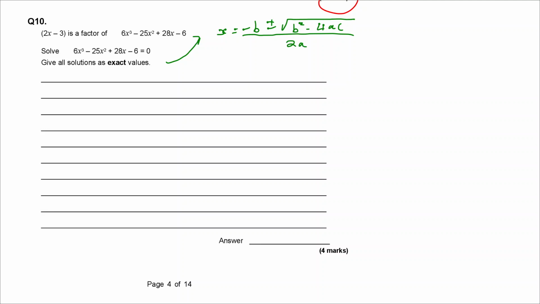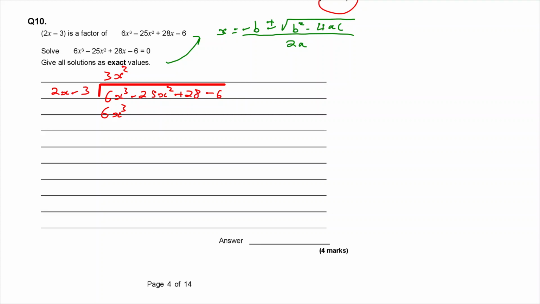Right, let's work through this. I'm going to do 2x minus 3 into this up here. So 6x cubed minus 25x squared plus 28x and then minus 6. Let's begin. So again, 2x times something is 6x cubed. It's going to be 3x squared up here. Okay, so it's going to be 6x cubed again down here.